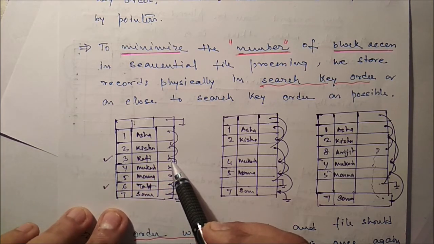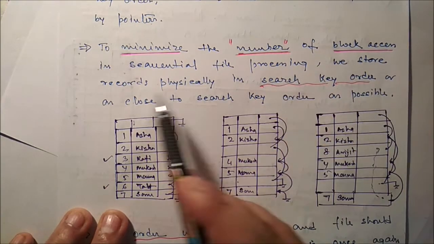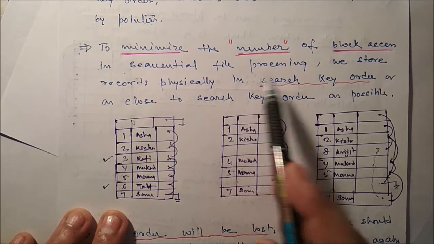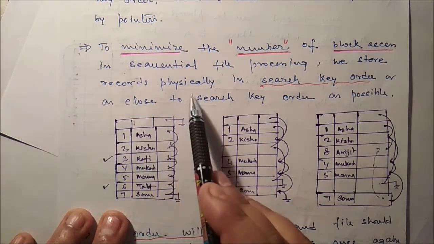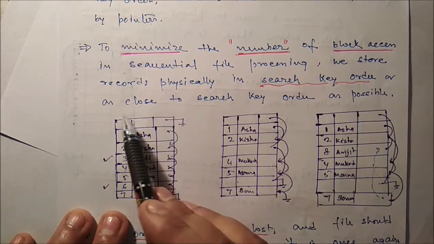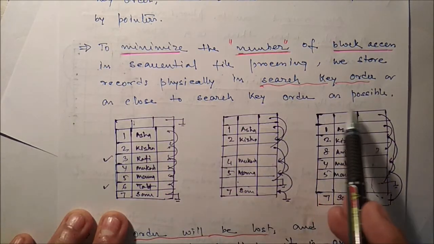Are you getting this one? Now to minimize the number of block accesses in sequential file processing, we store records physically in search key order, or as close to search key order as possible.